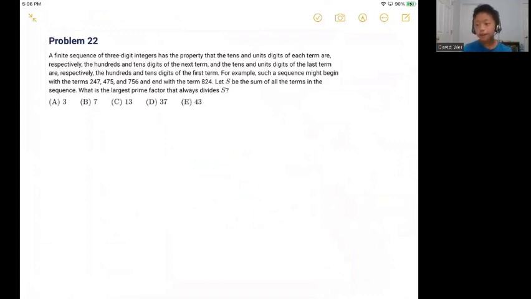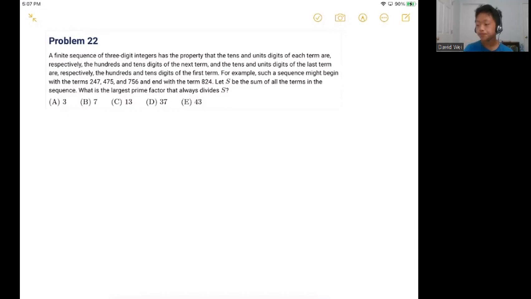So you have a finite sequence of 3-digit integers that has the property that the tens and units digit of each term are, respectively, the hundreds and tens digit of the next term. And the tens and units digit of the last term are, respectively, the hundreds and tens digit of the first term. So this is a really confusing sequence. It's kind of hard to understand what they're trying to talk about. So they give an example.